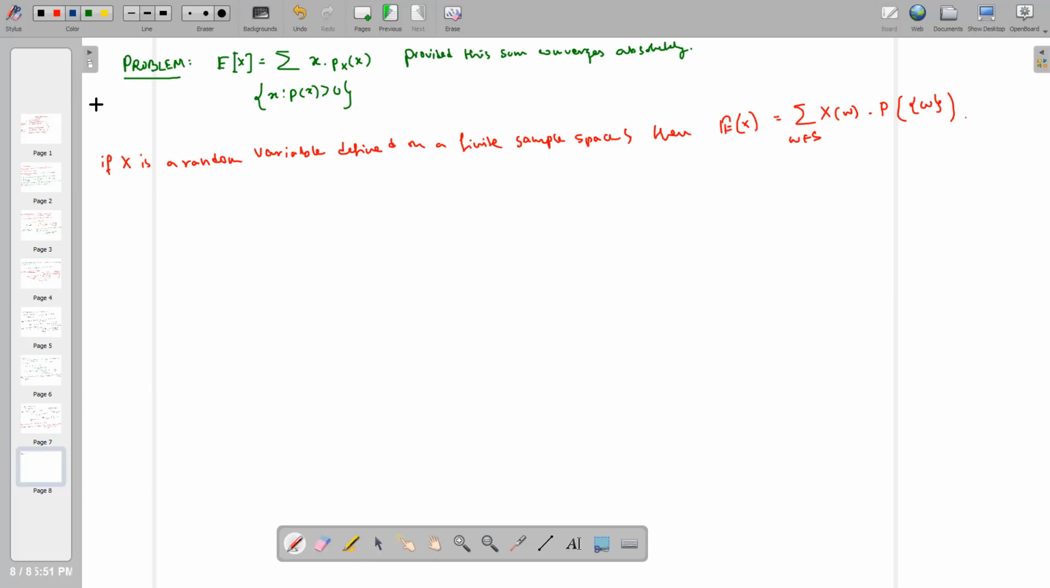For each i, element of n, we denote by S_i the event of all those omegas, element of S, such that X(omega) is equal to x_i.